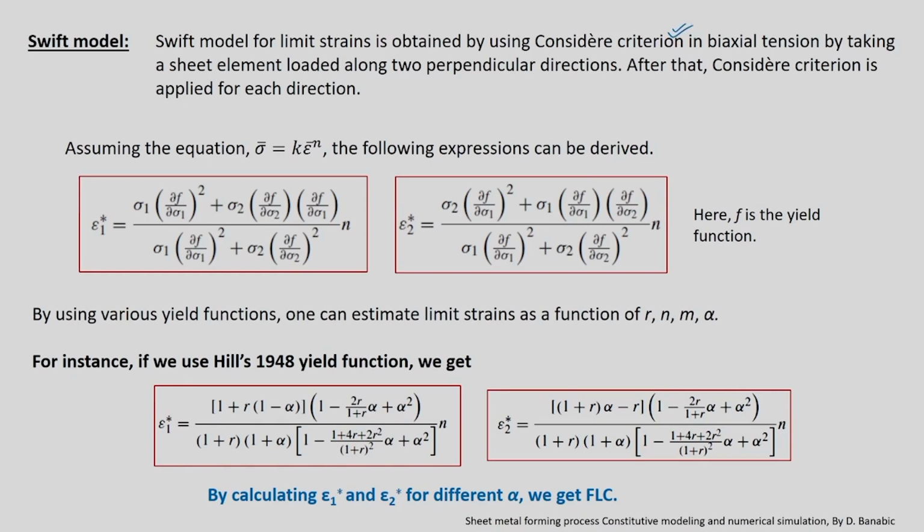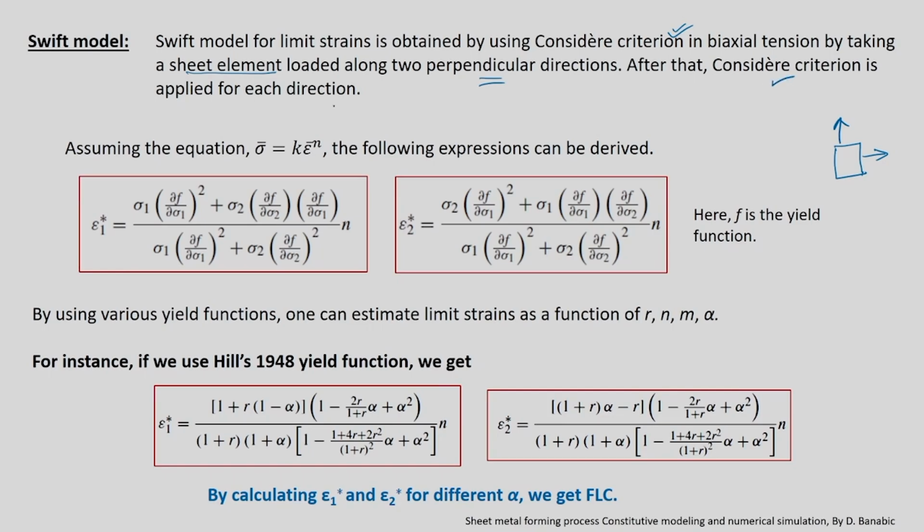Okay. Instead of tensile instability, you can apply this in biaxial tension by taking a sheet element loaded along two perpendicular directions. So, you take a sheet element and you load it along two perpendicular directions, which means biaxial tension, and you apply this Considère condition. So, after that what do you do?